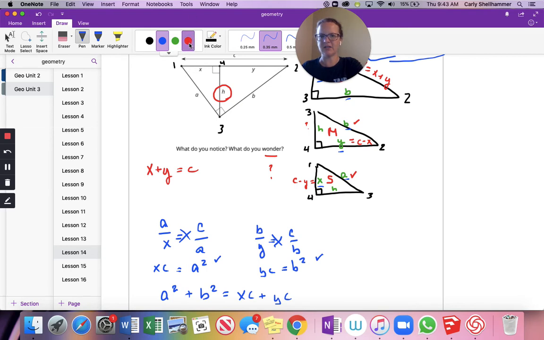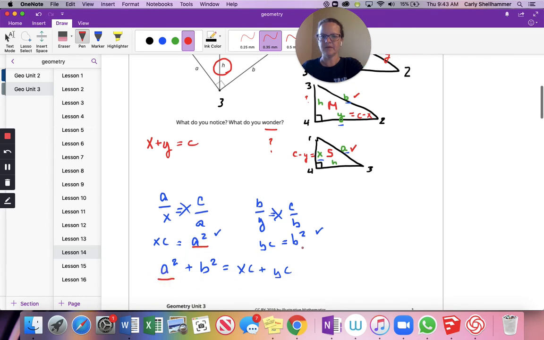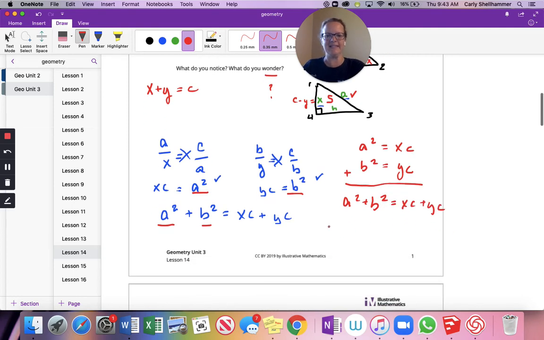Let's see if I can change colors. A squared, b squared. If I'm adding those two together, actually, let's set it up like this. I'm just going to recopy those two equations. I'm adding those two together, and I get a squared plus b squared equals xc plus yc. Now we're going to do some fancy algebra. I'm going to factor out the c's because they're common.